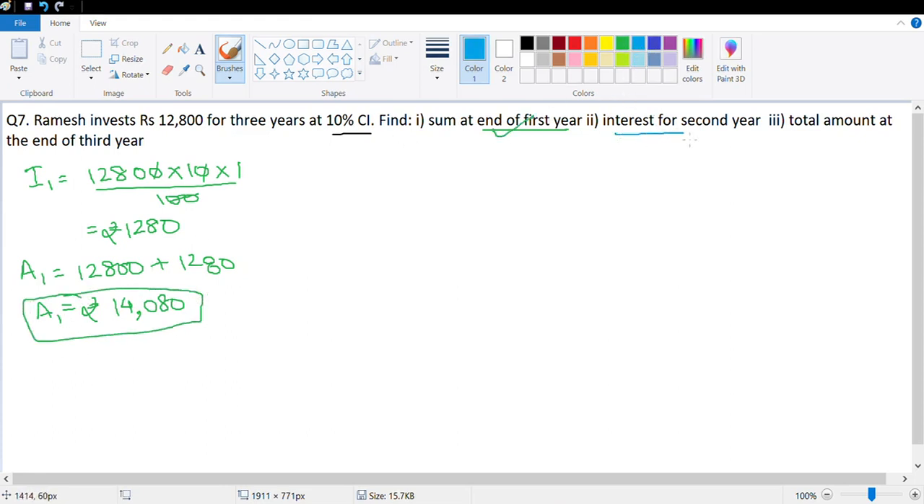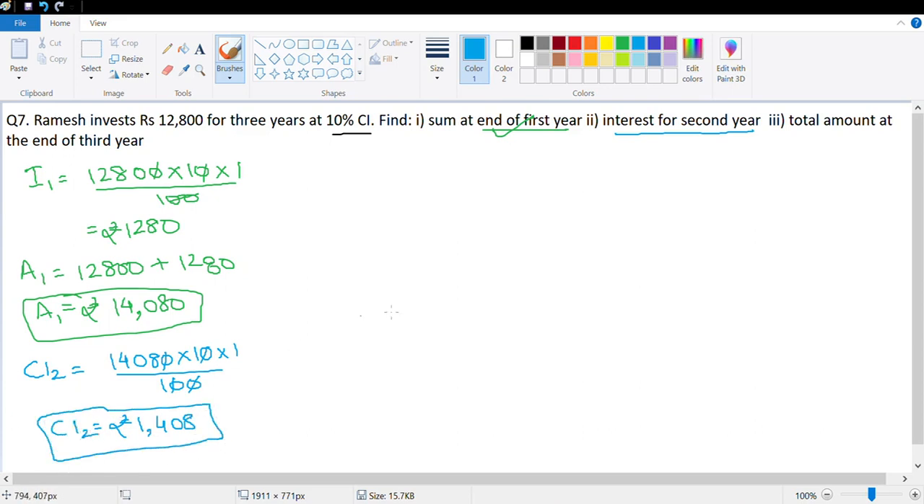Next, interest for second year. So the compound interest for second year is equal to principal into rate, that's 10, into time upon 100, and that will be equal to rupees 1,408. That's the interest for second year. This part of the question is also done. Let's look at the third part of the question.